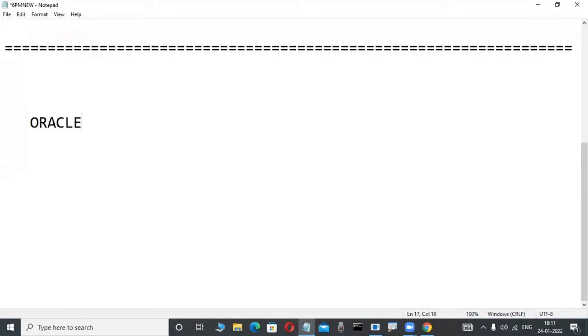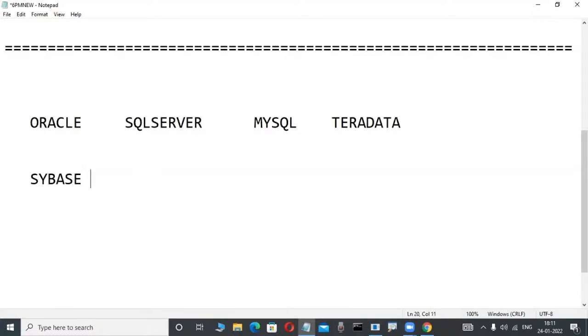Oracle is a product from Oracle Corporation. Don't read it today. SQL Server is a product from Microsoft. MySQL is an open source product, that is also now from Oracle. Teradata is a product from NCR Corporation. Sybase is a product from Ingress Software. Like this, so many products are there. These are all relational databases, implemented based on the relational data model.